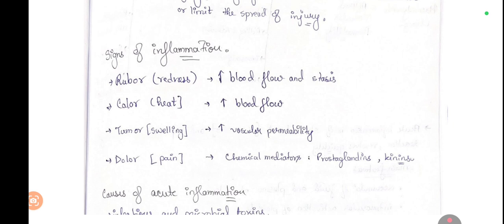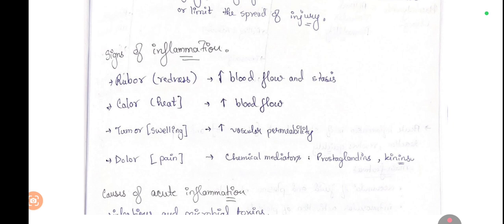Redness occurs due to increase in blood flow and blood stasis. Increase in blood flow at the site, and stasis means blood flow is slow. Okay. Then there is heat. Heat occurs due to increase in blood flow. Swelling at the site occurs due to increased vascular permeability. Pain at that site occurs due to chemical mediators like prostaglandins and kinins. Okay, so these are the signs of inflammation.